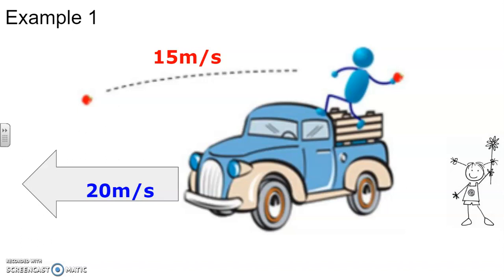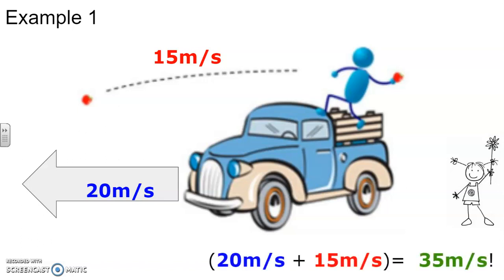Well, from her point of view, not on the truck, off to the side, both of the velocities would add together, the 15 meters per second and the 20 meters per second, making the apple appear to move 35 meters per second. So when both of the motions are in the same direction, they add together.